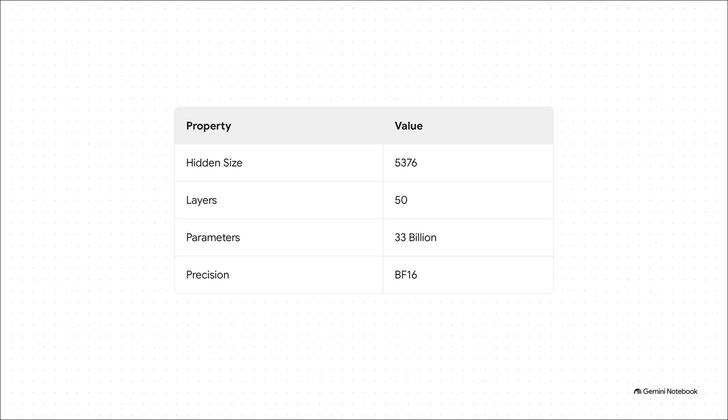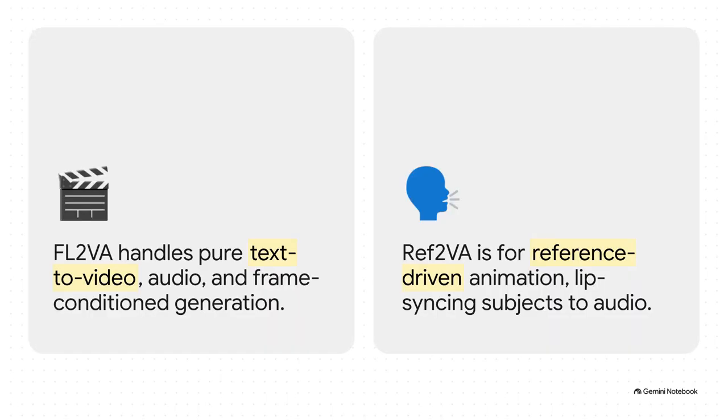The big takeaway here is that this is absolutely not some lightweight, mobile-friendly model. At 33 billion parameters in BF16, this thing is a heavyweight beast. I mean, it requires serious memory just to load it into a graphics card, let alone actually run inference on it. So how does this translate into usable software?